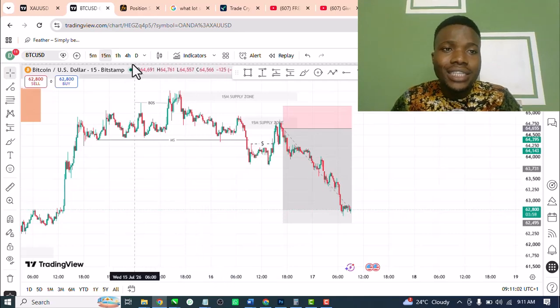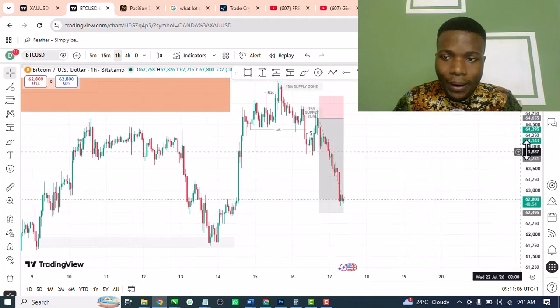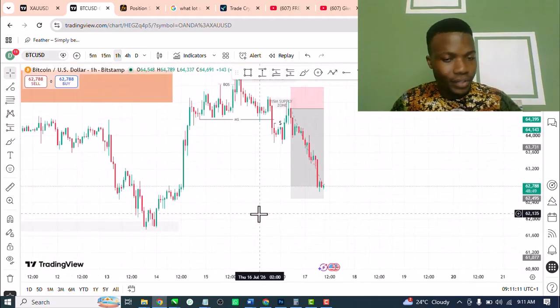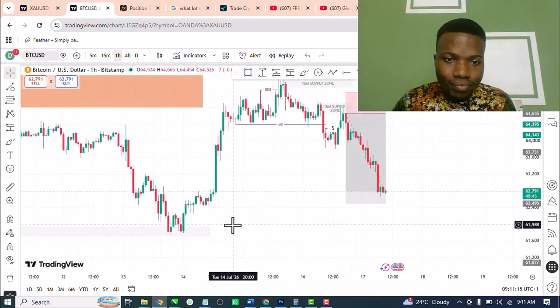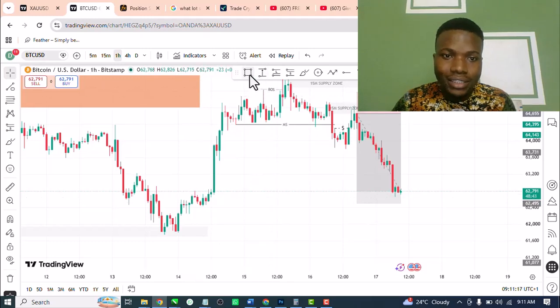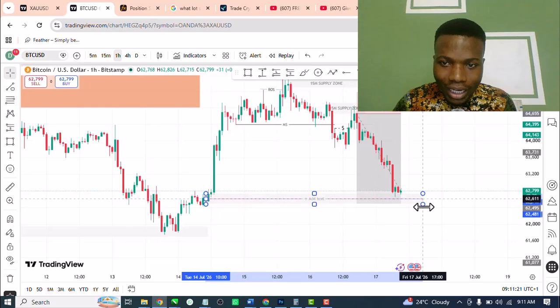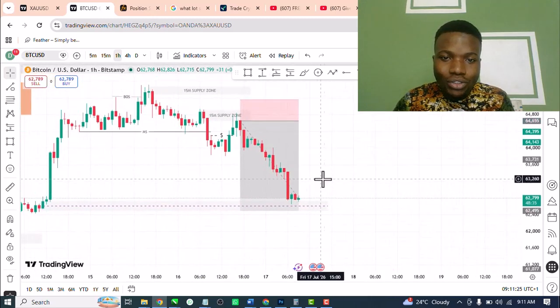So I actually check my 1 hour time frame, and I see that I have a demand zone around here. You can see this red candle. Okay, this red candle, that is the mini demand zone, internal demand zone that we have. Now, can you see? You can see that immediately price tapped into this zone.